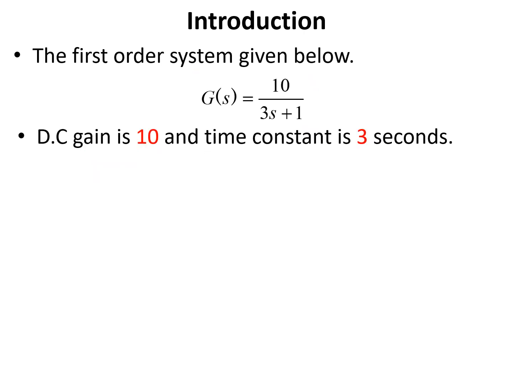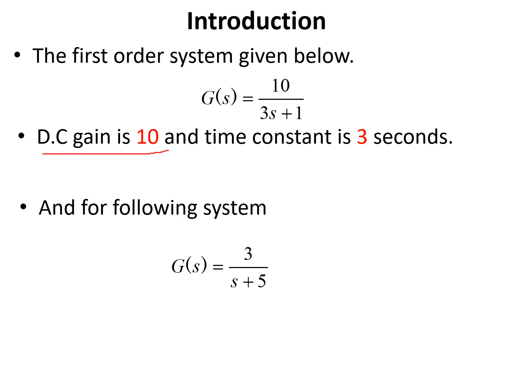So let's take an example of a first order system where K is taken as equal to 10 and time constant is taken as equal to 3 seconds. So here the DC gain is K equal to 10 and the time constant is equal to 3 seconds. Okay. For another example, we are going to get G of S as equal to 3 divided by S plus 5.